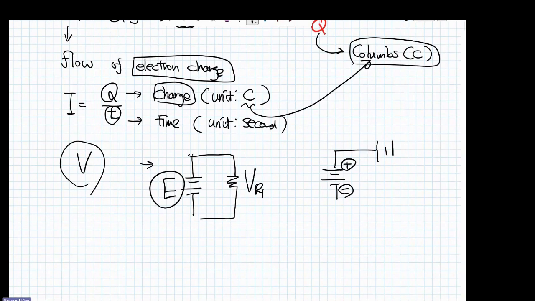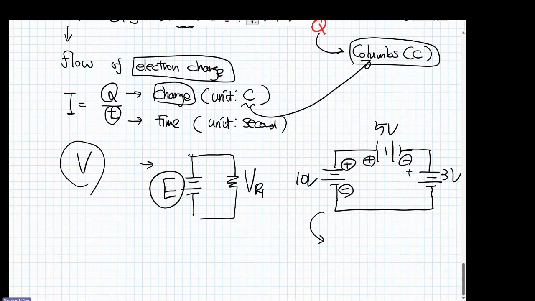Okay, right there. Do you remember one like this here? 10 volt, 5 volt, 3 volt. What is the total voltage? Minus, plus, plus, minus, plus, minus.